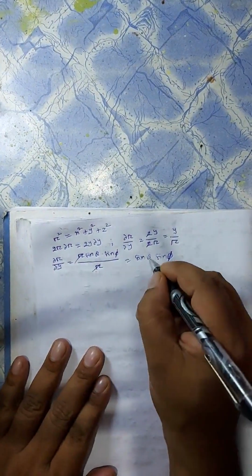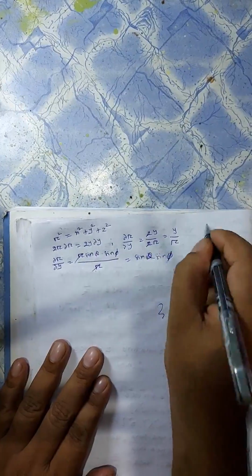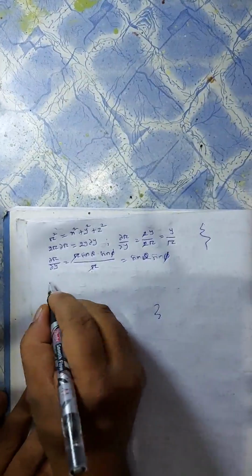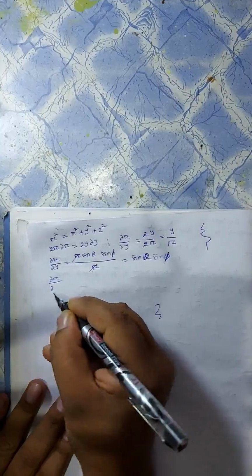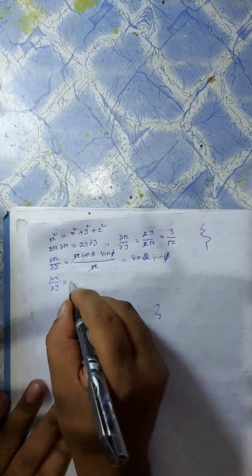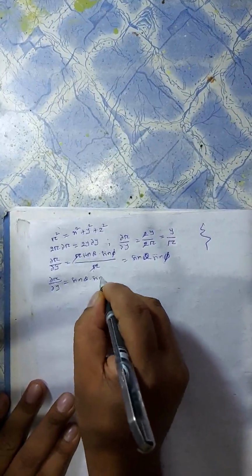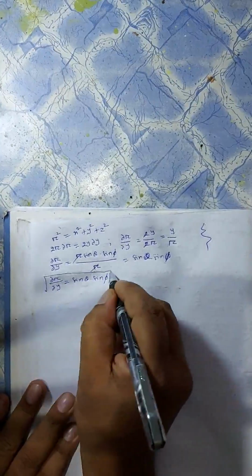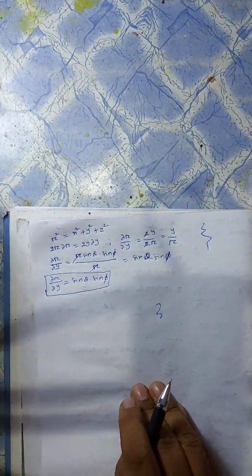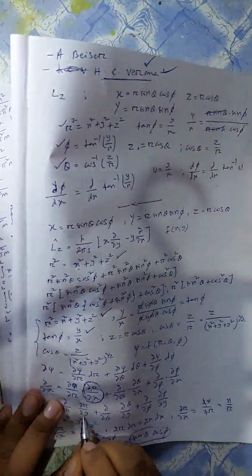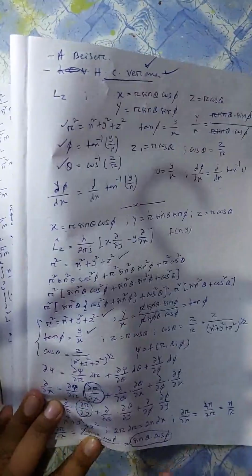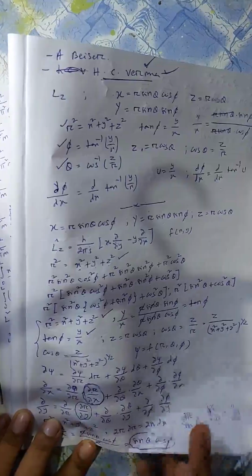The r cancels. Sin θ sin φ. So ∂r/∂y is equal to sin θ sin φ. This thing I know, I already get ∂r/∂y. Then ∂r/∂x we get, and ∂r/∂y we also get.